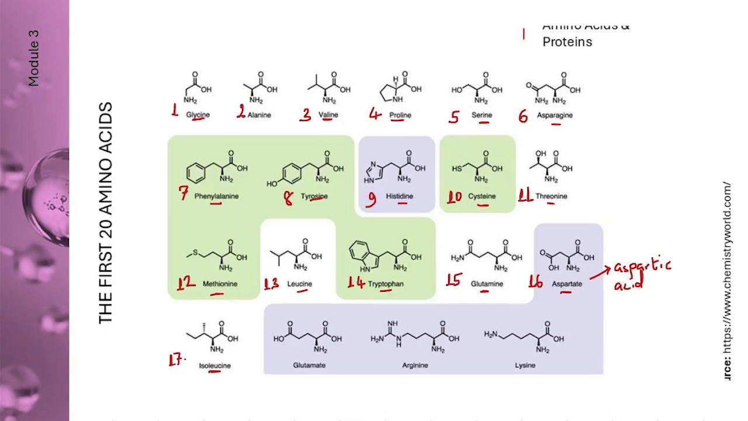We have glutamate. This is also another acidic amino acid. It's also called glutamic acid. And we have arginine, and of course, last but not the least, lysine. So these are the first 20 amino acids, and it's good. You're going to be hearing their names in different contexts again and again and again.